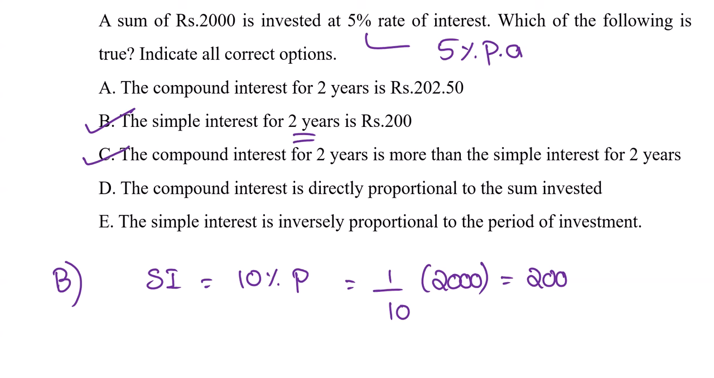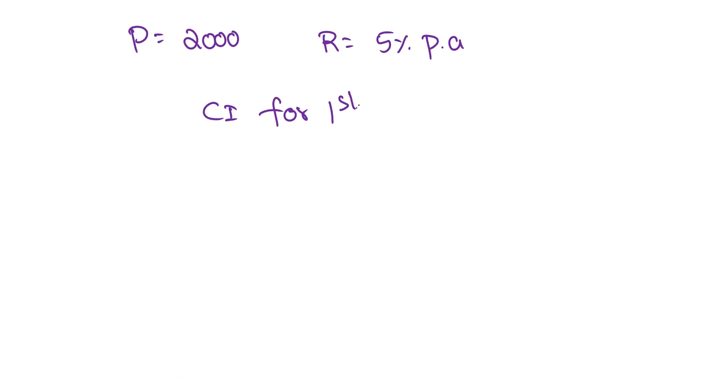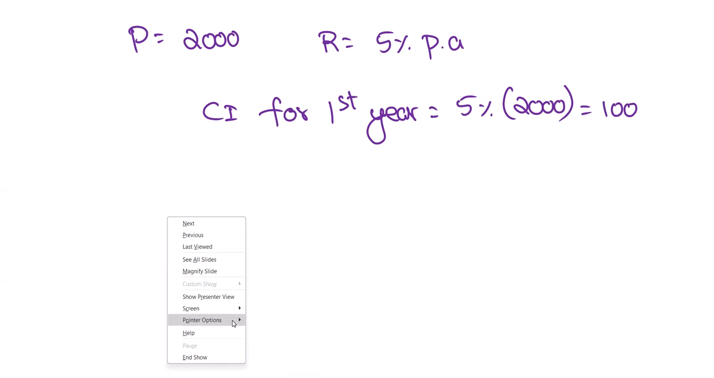Now we'll see the first option, A, as well. Compound interest for 2 years is 202.5. Now see, when principal is 2000 and rate of interest is 5% per annum, the ideal method to calculate compound interest is to first find compound interest for the first year. Interest is 5%, calculated on principal 2000. 10% is 200, so 5% means 100. First year compound interest is 100.